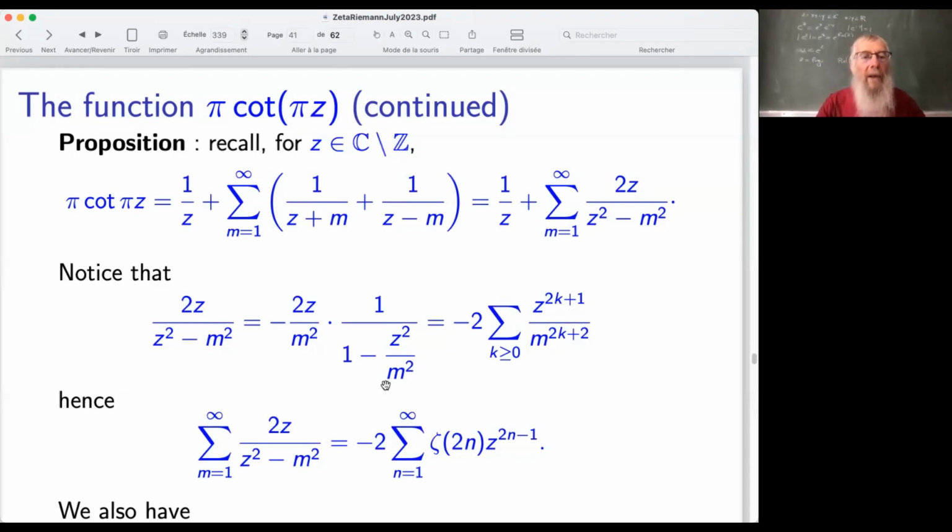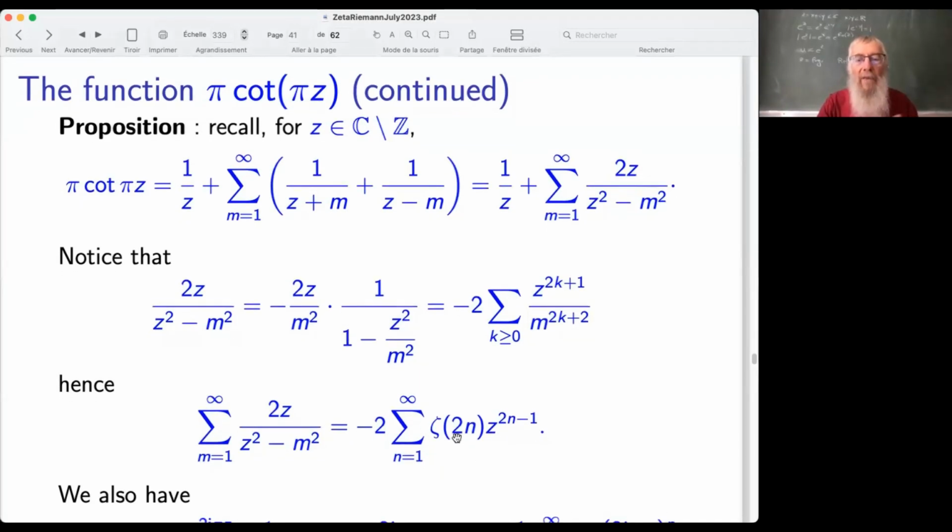So we have an expansion of pi cotangent pi z around 0 as a meromorphic function. So it is a Laurent expansion. There is a residue at 0, which is 1. So we have 1 over z plus a series whose coefficients are the zeta of 2n. So this is the Laurent expansion of pi cotangent pi z.